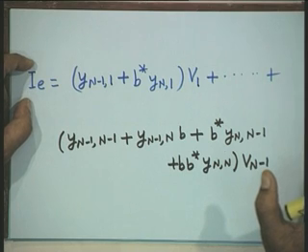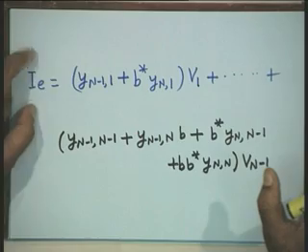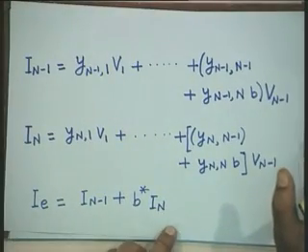Therefore, now what we have obtained is n minus 1 equations. The number of equations which we were having earlier was n. Now we have reduced them to n minus 1 equations. Okay. And in the last equation, that is the n minus 1th equation, the current injection I e is equal to I n minus 1 plus B star I n.